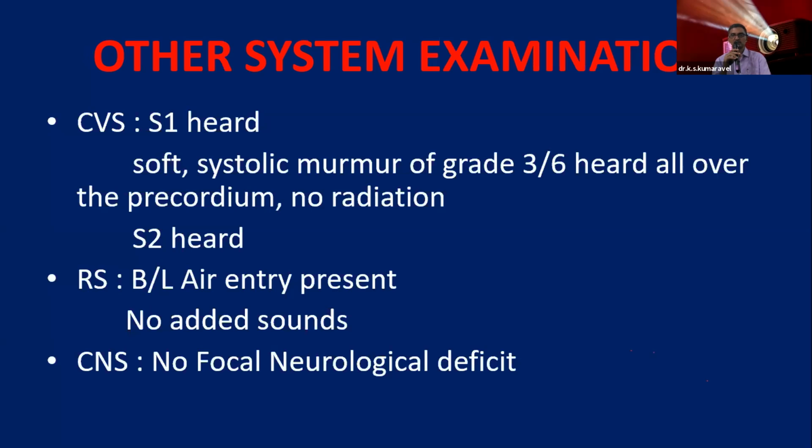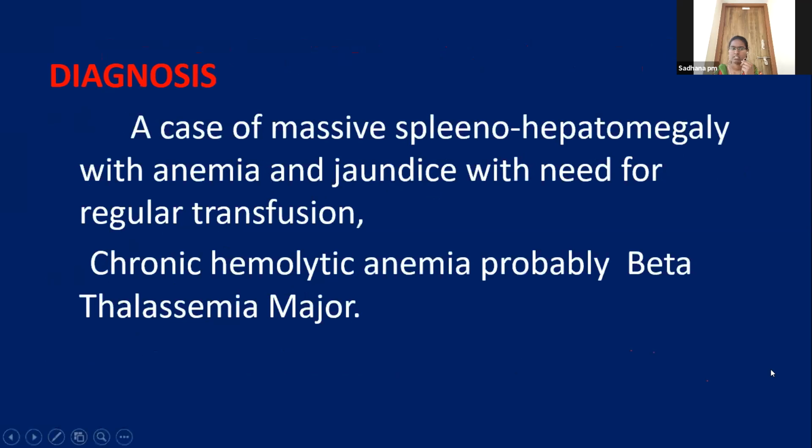Okay. Yes, sir. Okay, summarize the examination findings. Sir, here the spleen is palpable, and it is a case of massive splenohepatomegaly with anemia and jaundice, with the need for regular blood transfusion. A case of chronic hemolytic anemia, probably beta thalassemia major.